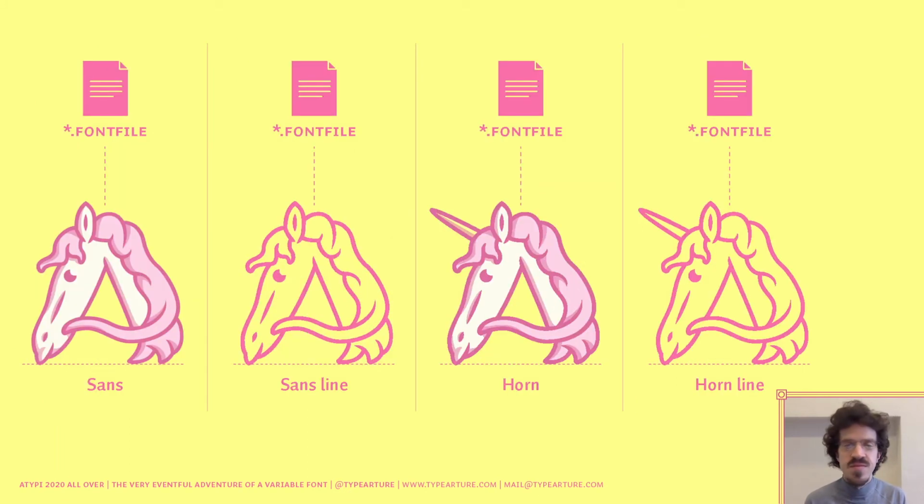The end result were 4 files: a color variant of the sans, a line variant of the sans, a color variant of the horn, and a line variant of the horn. But I felt these 4 files, they're all sort of in a world of their own. Isn't there a way in which we can make one world out of these?